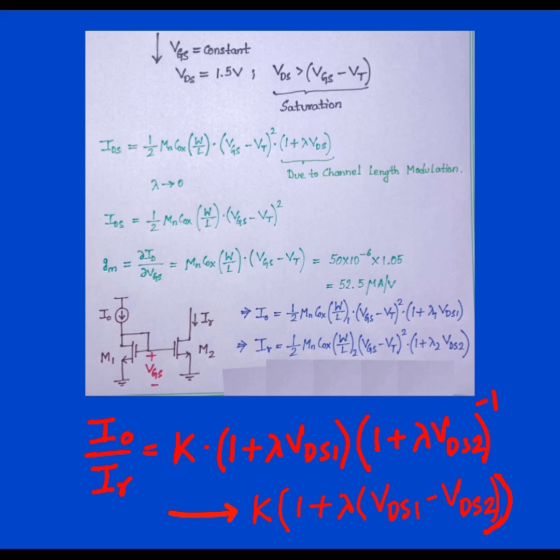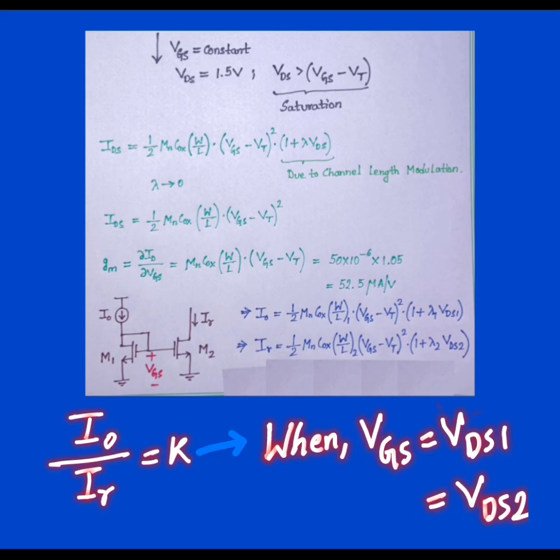So if there was no mismatch in VDS1 and VDS2, then the lambda part is zero, and you are left with only one term. So what you will get is that your current I naught is K times IR, or IR is IO divided by K, if there is no mismatch. Now we are going to discuss some of the GATE questions where there are these kinds of current mirrors. We will discuss how this current mirroring occurs, and we will not consider this VDS1 and VDS2 mismatch, else we can land into more trouble.